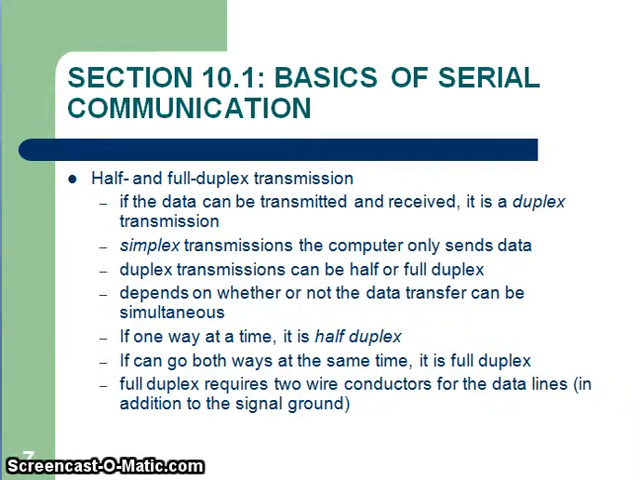If the data can be transmitted and received, then it is called duplex transmission. If the computer only sends data, it is simplex. Duplex can be half or full duplex, depending on whether data can be transferred between the transmitter and the receiver simultaneously or not. One way at a time is half duplex. If both ways at the same time, it is full duplex. Full duplex requires two wires.